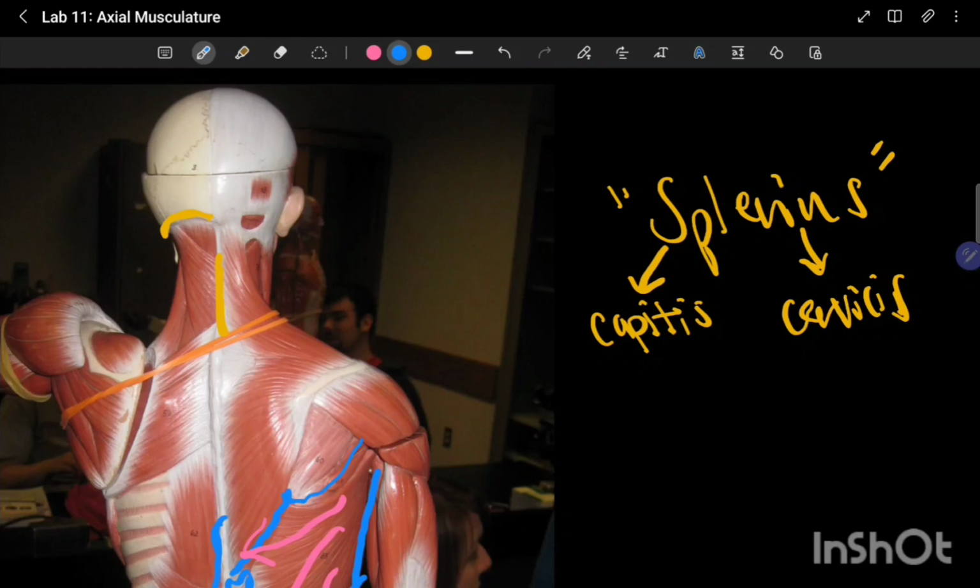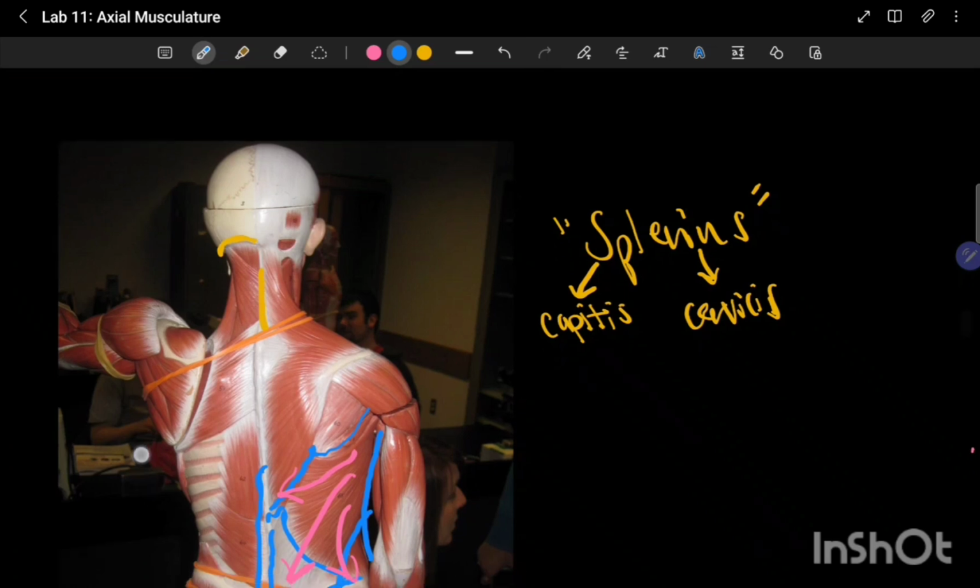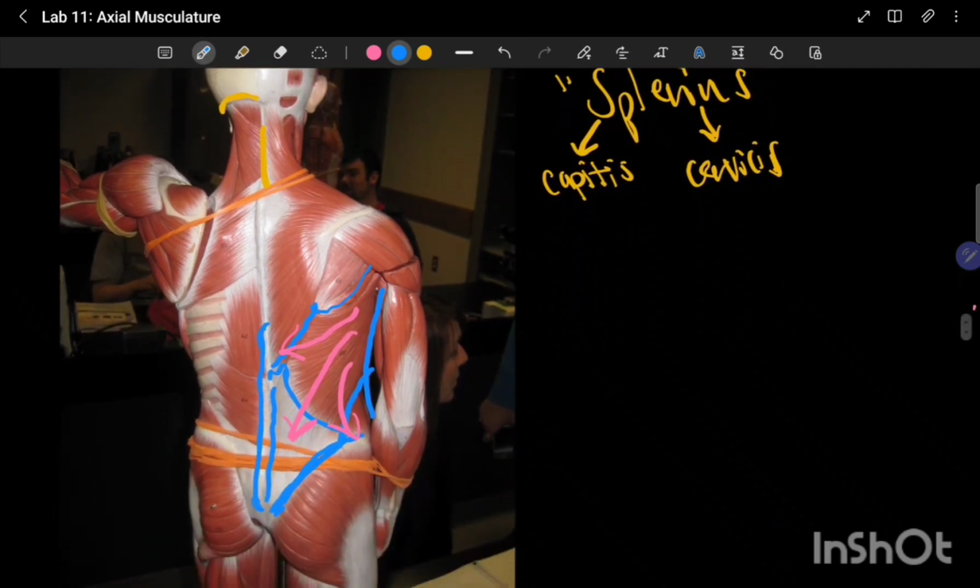We also have a semispinalis. If we stripped these muscles back, we would have a deeper region where we've got one more muscle that rotates the head and neck. I'm not going to write it down because I don't want you to worry about it. So the main things to know for superficial posterior neck and back would be splenius up top, trapezius, and latissimus dorsi. And then lastly, we have our rhomboids.